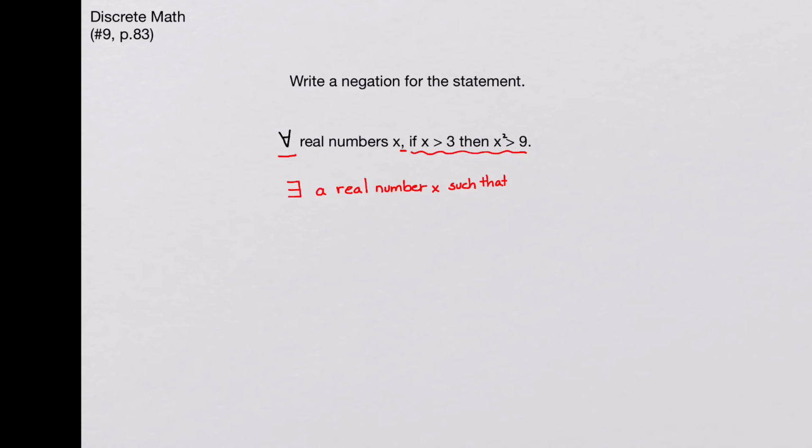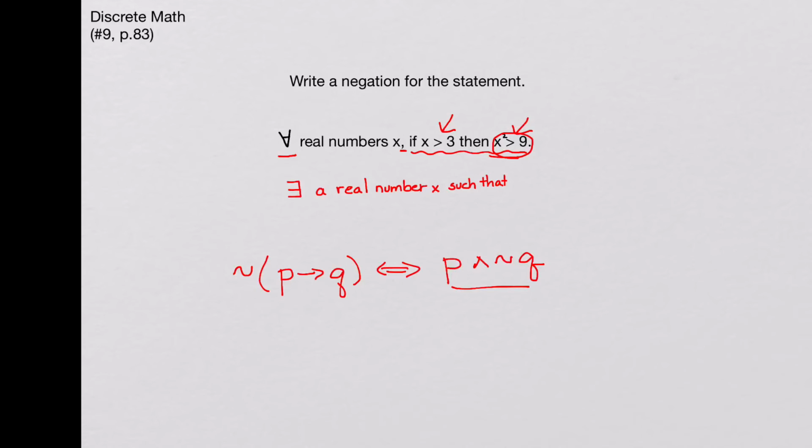Now keep in mind that the negation of if P then Q is P and not Q. So that's what we need to write here, P and not Q. Our P is that x is greater than 3. Q is that x squared is greater than 9, and we need to form the negation of that, which is a little extra tricky because we're working with an inequality.